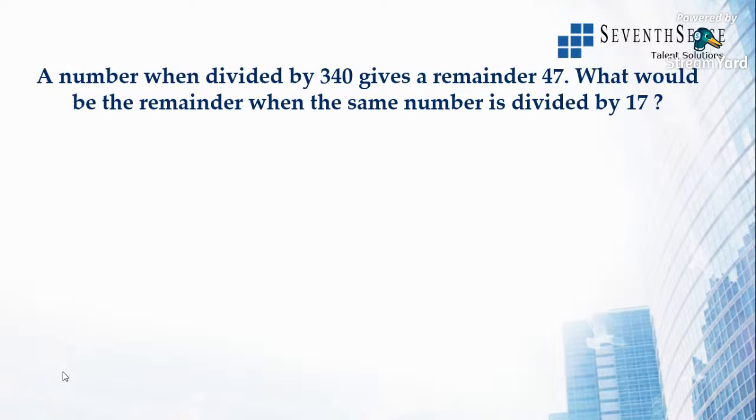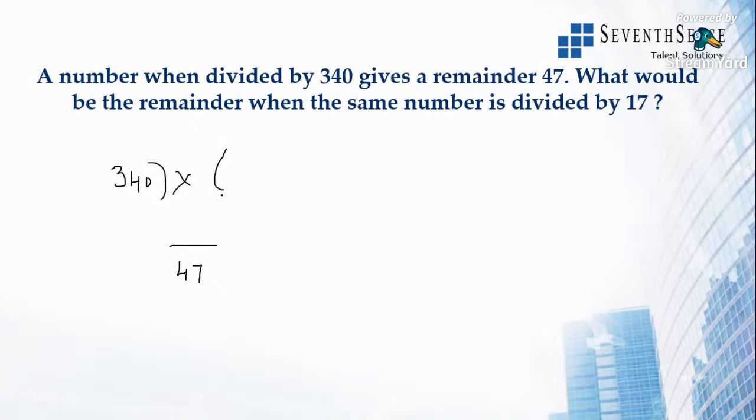This is an example of number system. I'll tell you. They have told some number, which when divided by 340 gives a remainder 47. Let me take that number as X. So an unknown number X, when divided by 340, leaves the remainder 47. This is the meaning of the question.